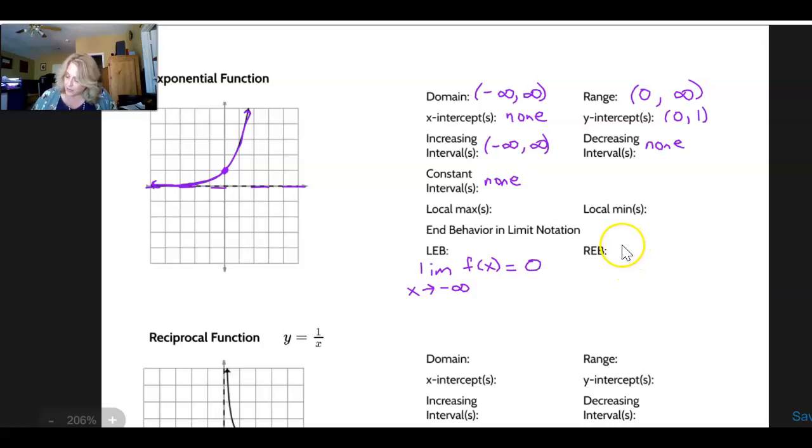And then here we would say the limit as x approaches infinity, because x is getting larger and larger, of this function. And then what is the y value doing as we go to the right end? Well, it's going up forever, so we say infinity. Oh, and I forgot to write the local maxes and mins, but there aren't any, so we would say none here, because there wasn't a lowest point or a highest point, because remember, this is continuing to get smaller and smaller. All right.